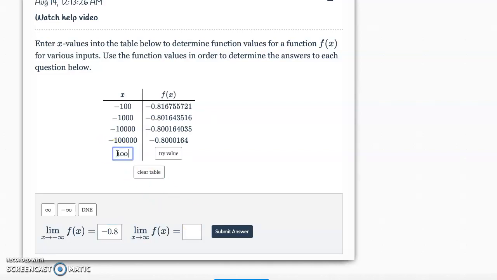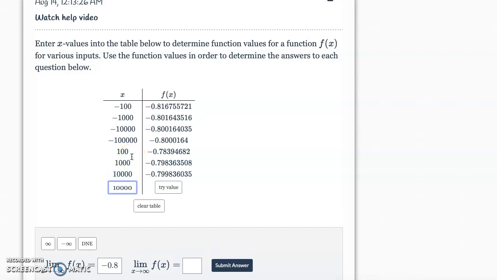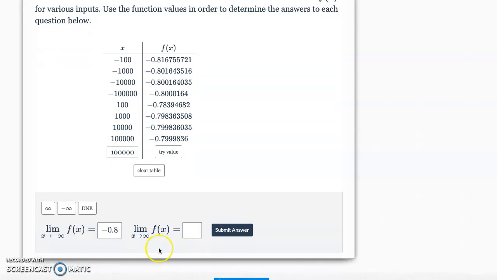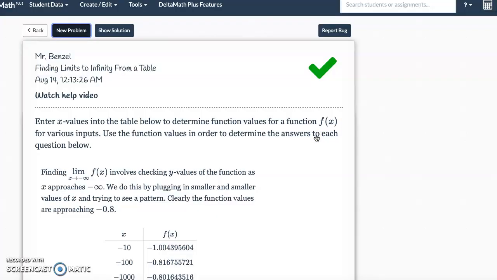Now let's go on the other side. I'm going to enter 100 and then 1,000, 10,000, and then 100,000. So we get negative 0.07 or negative 0.7999836. That basically is negative 0.8. I'll just put negative 0.8 just in case, and we'll check our answer, and things are looking good.